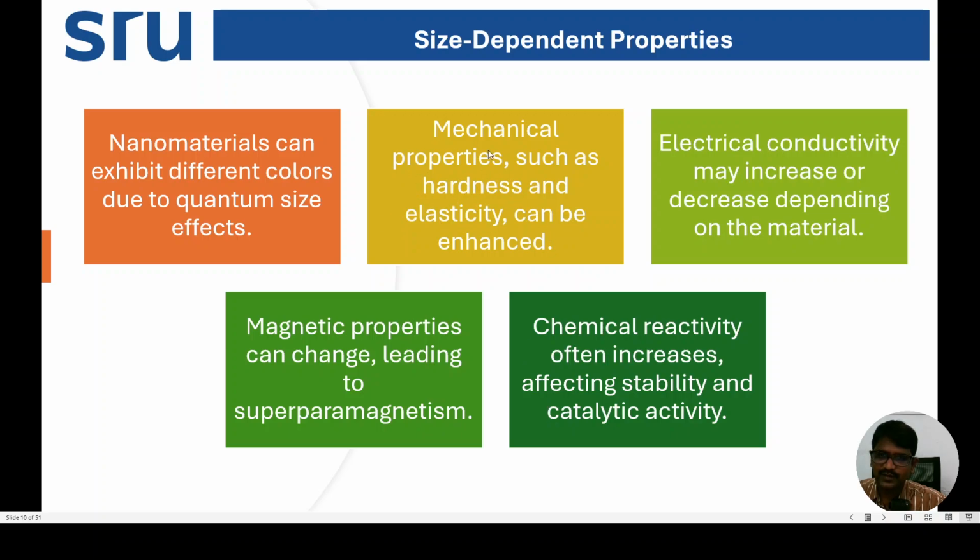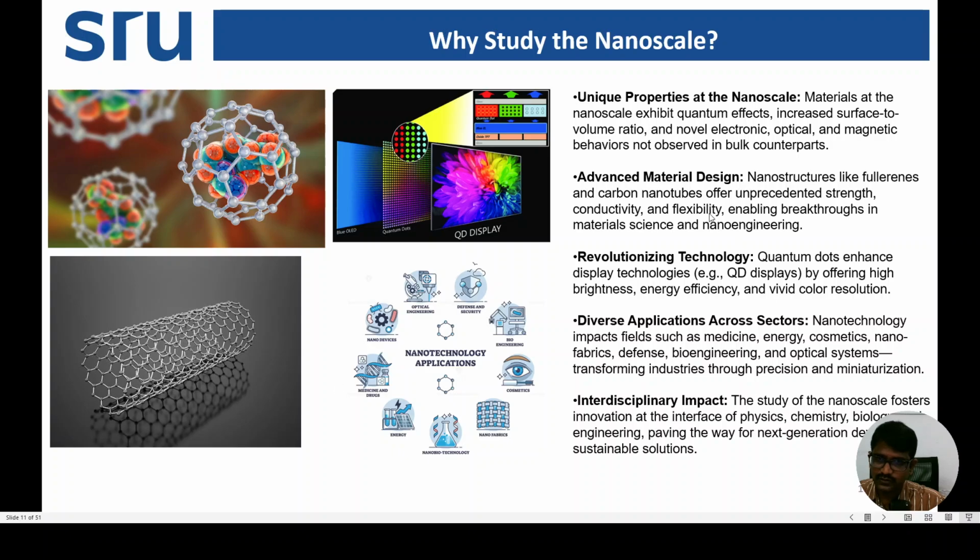We can make lightweight materials with high toughness and high strength. We can make more electrically conductive materials for highly flexible electronics, right? We can make different magnetic properties, and as you increase surface area, we can make materials more chemically reactive, so that we can store more energy in batteries, right? So it is very essential to study nanoscale.